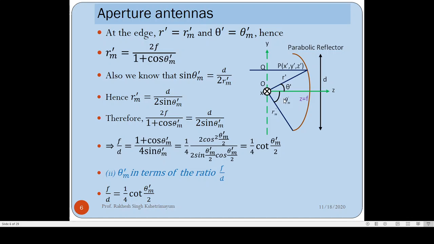Similarly, you can also find out from this relation here, sine of theta m dash is opposite, d by 2, and the hypotenuse is Rm dash, so sine of theta m dash is d by 2 Rm dash. So you can find out Rm dash from here. Rm dash is simply d by 2 sine theta m dash. So you have the Rm dash expression here, and the Rm dash expression here. You equate those two, you simplify it, and what you get is f by d is 1 by 4 cot of theta m dash divided by 2. So if you know theta m dash, the maximum value of theta dash, you can also find out the f by d ratio of the parabolic reflector antenna.